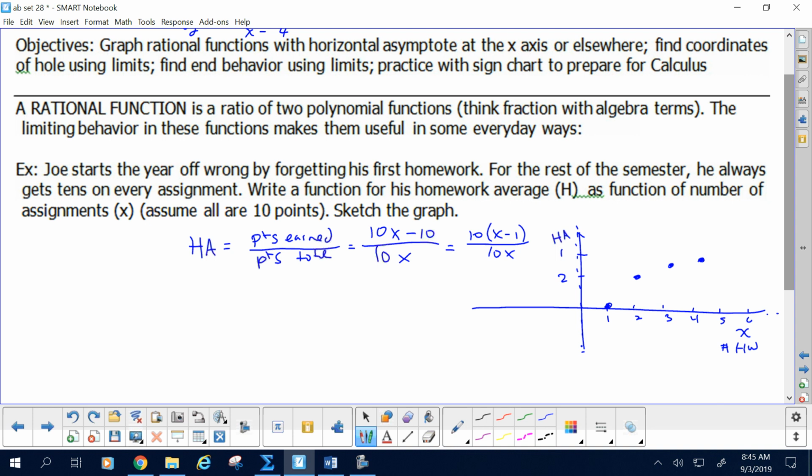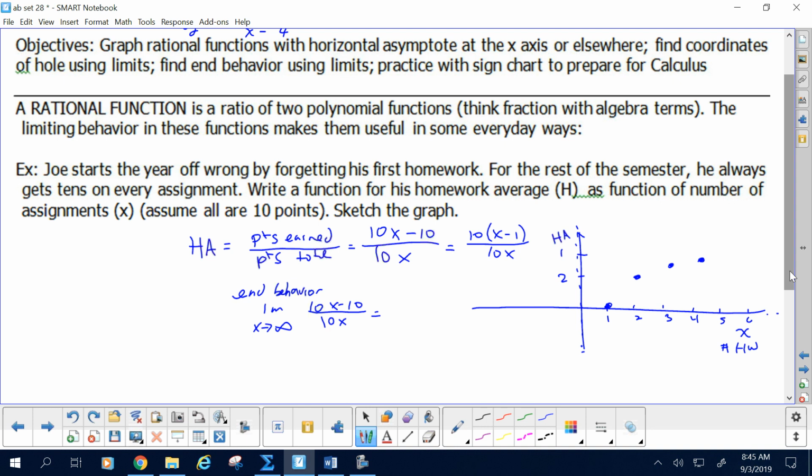All right, so as time goes on, that means as time goes to infinity. How should I express that then? If I'm saying as time goes to infinity, doesn't that mean I'm looking at end behavior? As the number of assignments approaches infinity, which might feel like your life, what does the homework average approach?